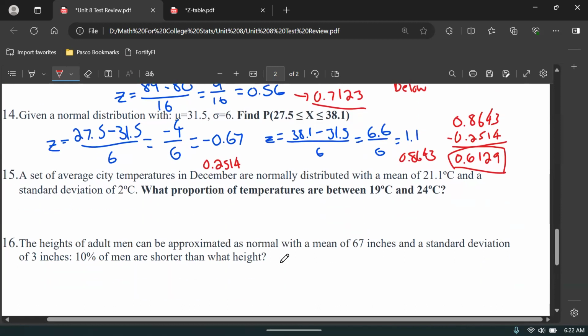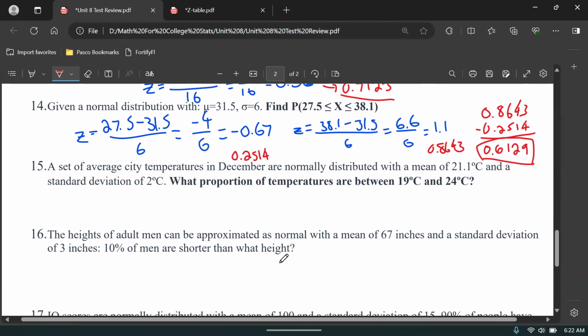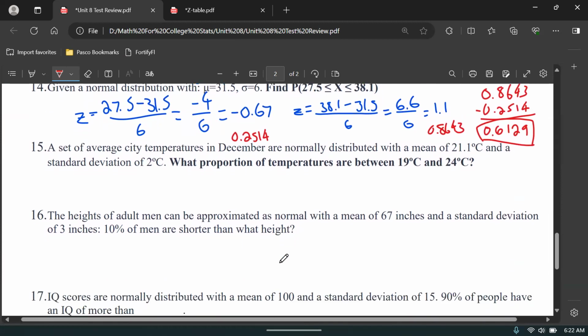All right. Very similar question with number 15. A set of average city temperatures in December are normally distributed, mean 21.1, and the standard deviation is 2. What proportion of temperatures are between 19 and 24? Okay, so basically, again, the same problem. So z equals, we're going to start with 19. 19 minus the mean, 21.1, divided by standard deviation, which is 2. So this will be negative 2.1 divided by 2. So that's negative 1.05. That's our z-score for 19.